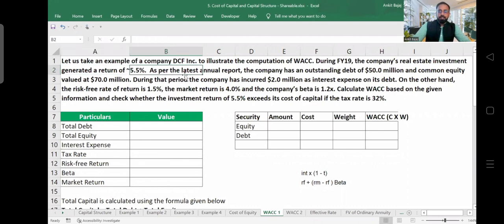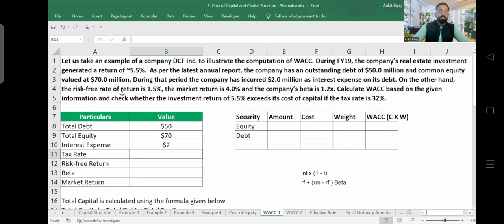As per the latest annual report, the company has outstanding debt of $50 million. Company equity is $70 million. Then during the period, the company has incurred 2 million as an interest expense, right? So interest expense is $2 million.